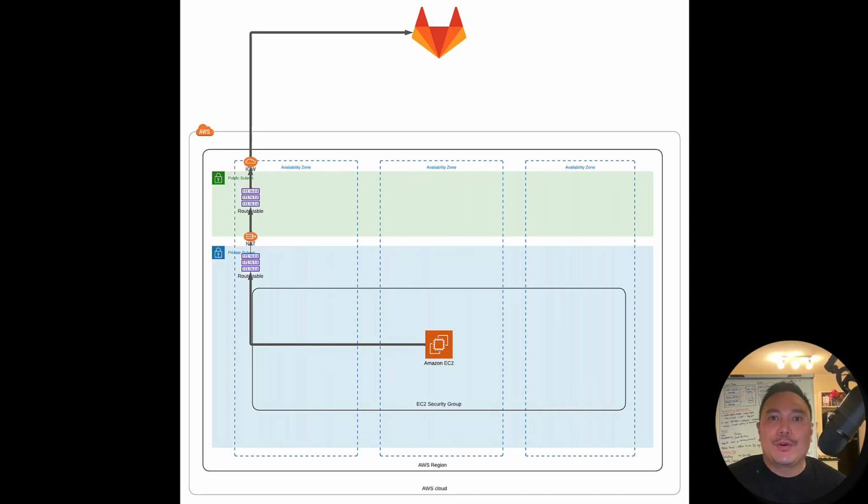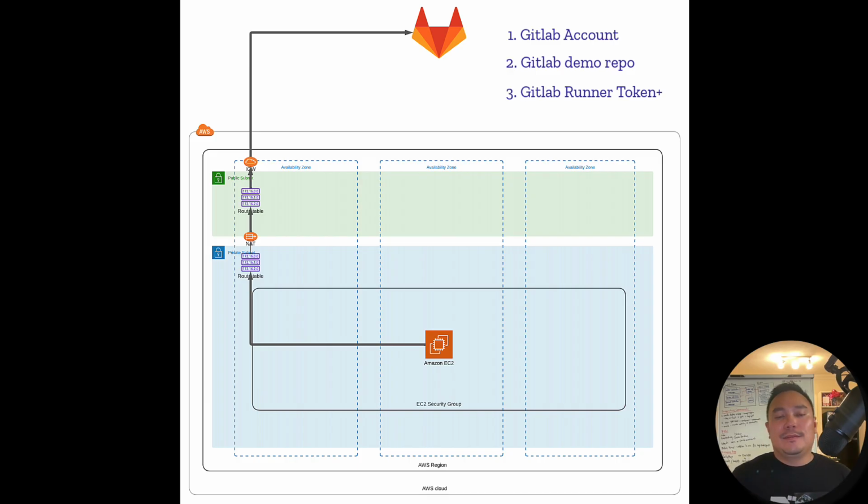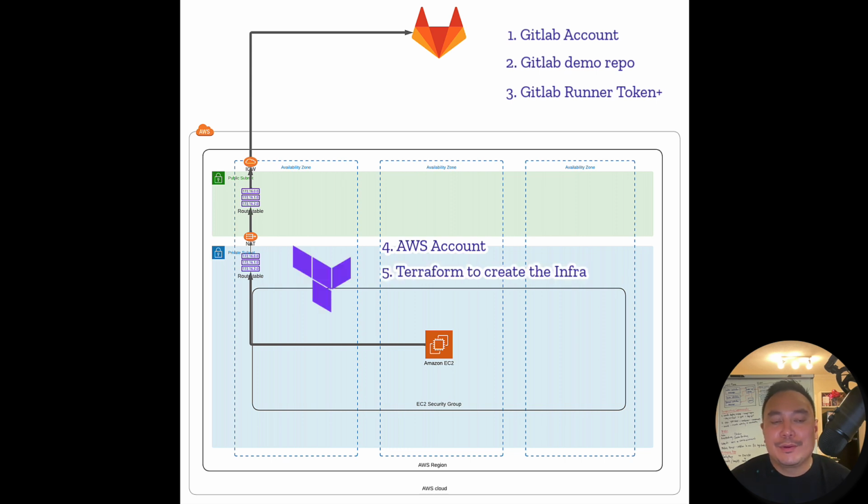In today's video, we're going to create a GitLab Runner in an EC2 instance, and we're going to be creating this infrastructure using Terraform. So first, we need to have a GitLab account, and then we'll be creating a GitLab repo. Then we'll be creating a GitLab Runner token, which will be used by the GitLab Runner to properly register into your repo.